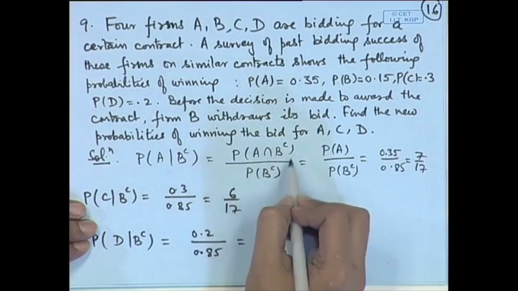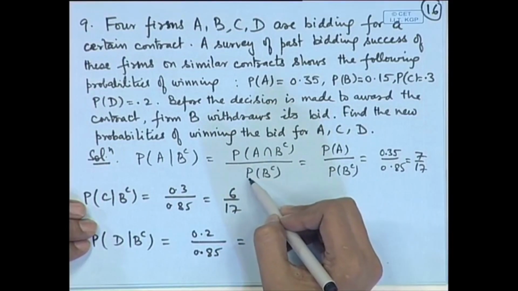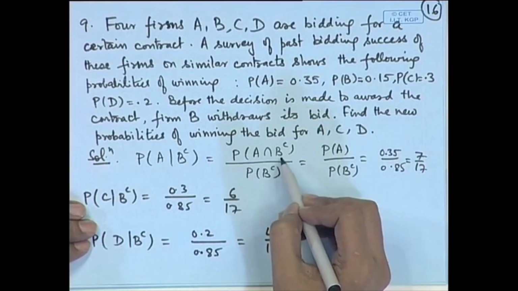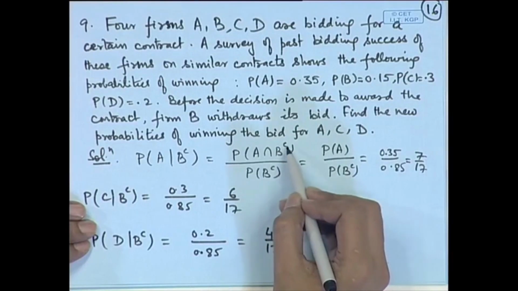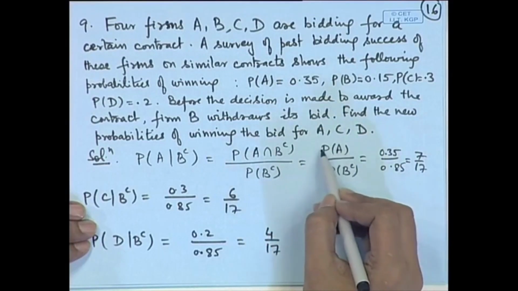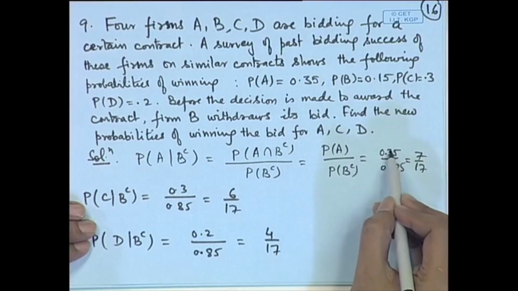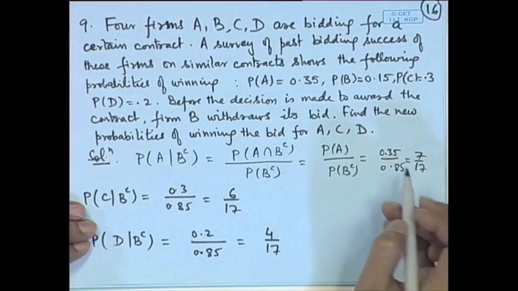So, by using the definition of the conditional probability, it becomes probability of A intersection B complement divided by probability of B complement. Now, here you notice that B complement means that B does not win the bid. Therefore, A winning the bid is actually a subset of this. Therefore, A intersection B complement is simply probability of A. So, if we substitute the probabilities here, we get 7 by 17.